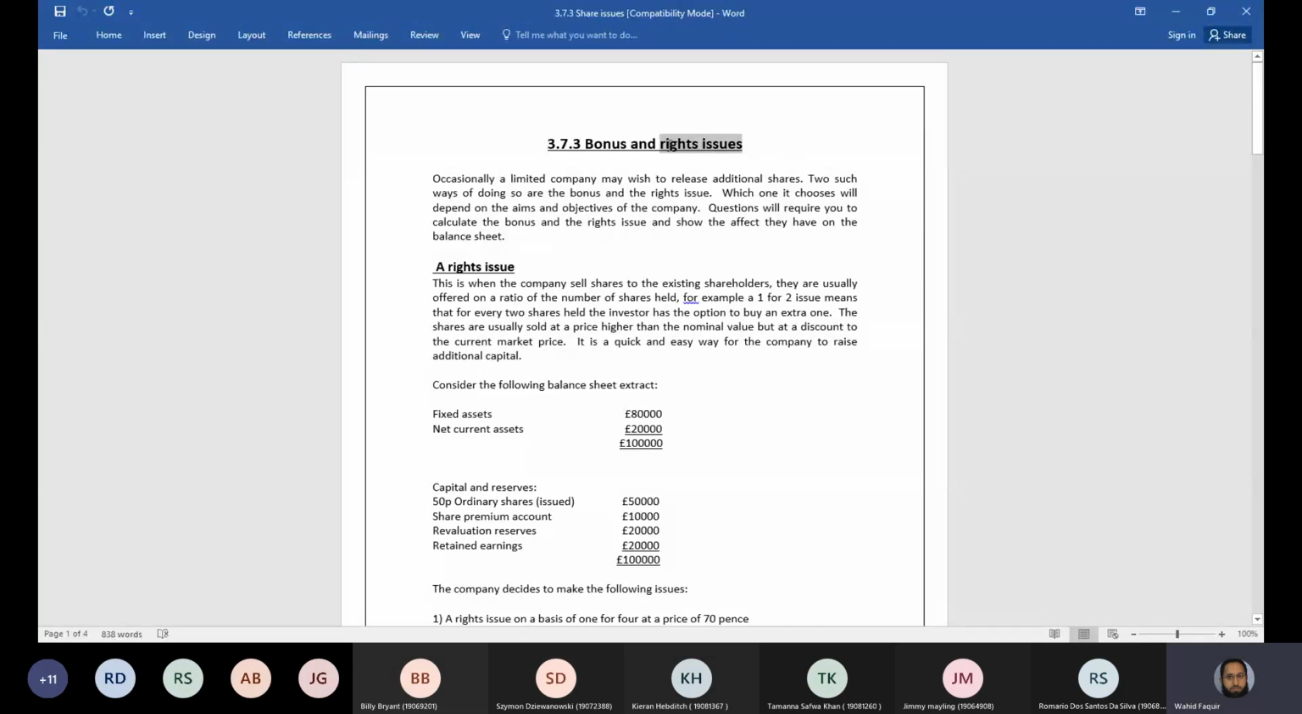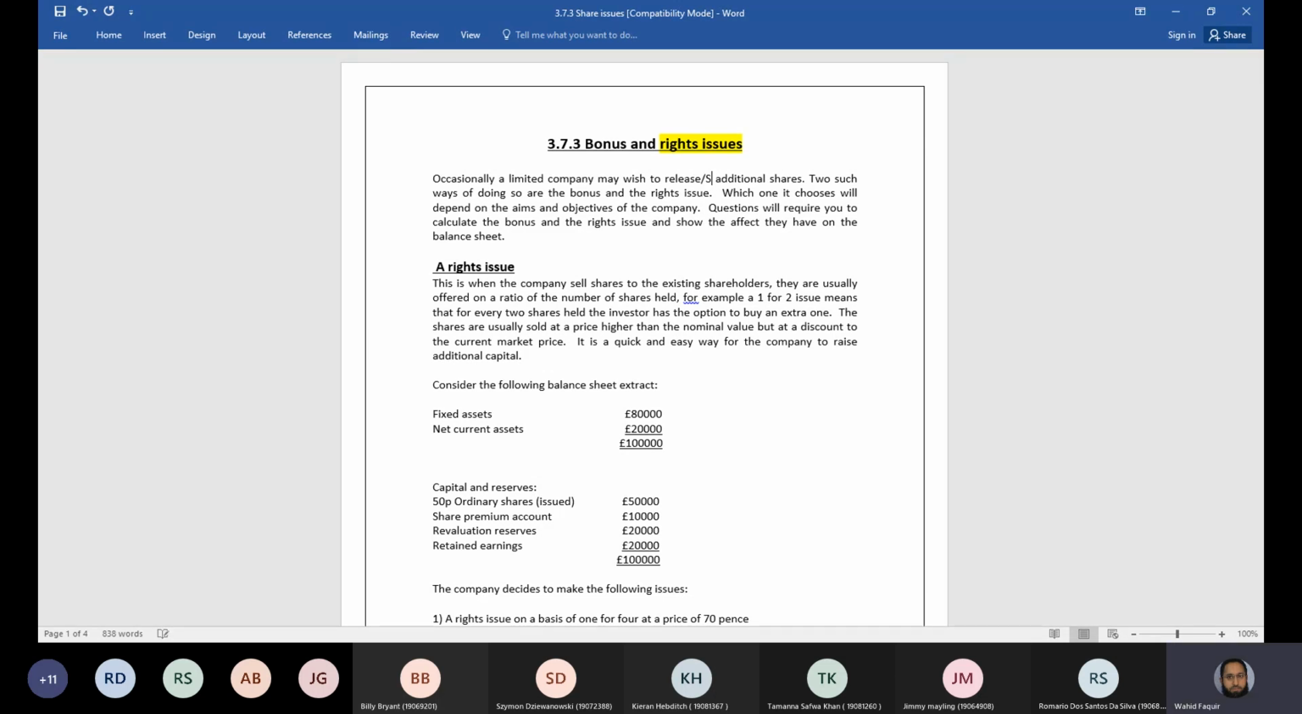Okay, I'm only dealing with rights issue this lesson. Darren will pick up bonus issues. And I want you to annotate this as well. It's a good document, but of course, for clarity, we can add a little bits. Right, so occasionally a limited company may wish to release additional shares. I don't really like the idea that they've used the word release there. I'm going to leave it there, it's fine.